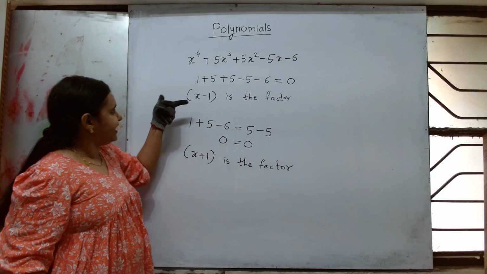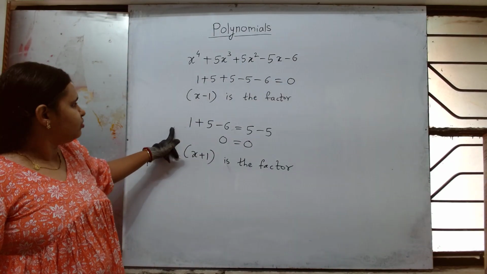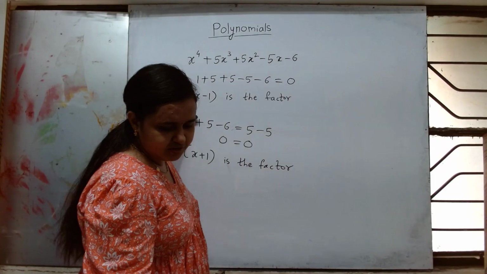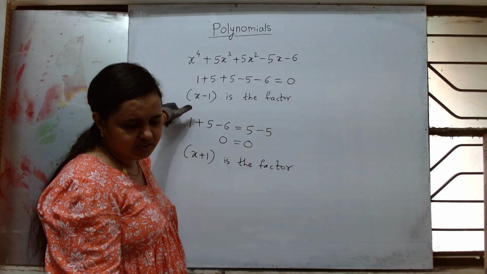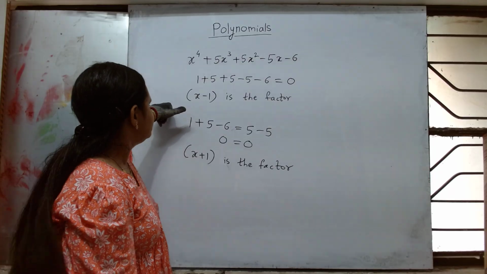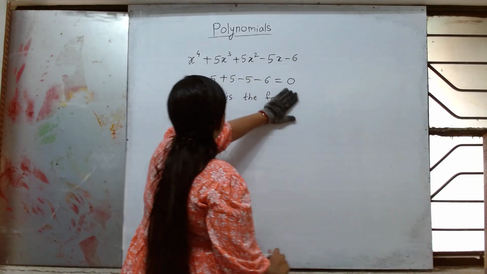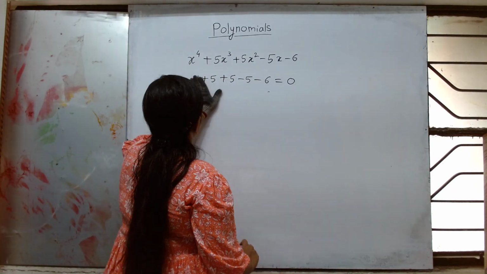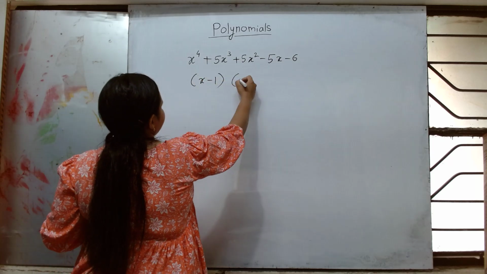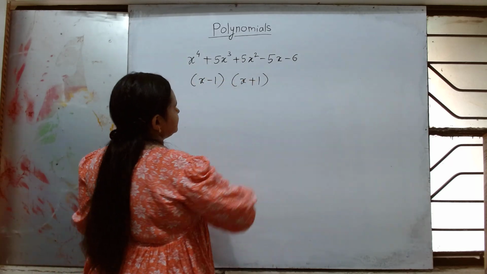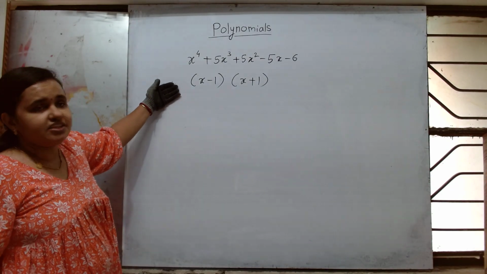Now we have got x minus 1 and x plus 1. We have got two factors. So first and second options are correct. Now we have to find other factors, whether third and fourth options are true. So we can find easily. I write the factors here. x minus 1 was the factor and x plus 1 was the factor. Now, by synthetic division, we can find other factors.